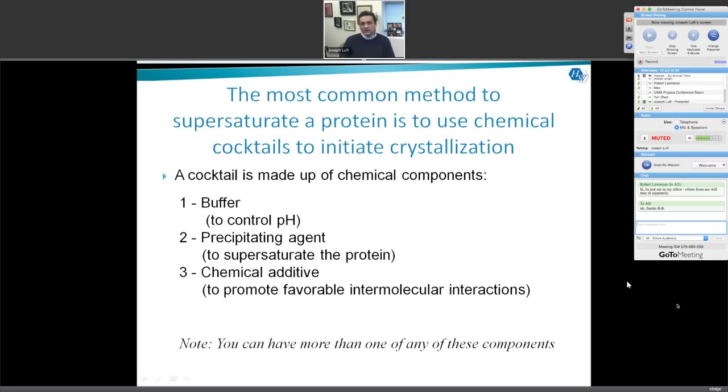And we do that by taking the protein and combining it with a vast number of different chemical solutions. These solutions will typically have at least 3 components. You're going to have a buffer that's going to control the pH of the solution. You're going to have some kind of a precipitating agent, which could be a polymer like PEG, or a salt, such as ammonium sulfate. That's there to help drive the protein to a state of supersaturation and promote protein-protein intermolecular interactions. And then sometimes you can have chemical additives present that will just help. Some of them can act like stabilizers, which will help to stabilize intramolecular interactions to make the protein more rigid for crystallization. Or they can promote intermolecular interactions to actually promote the crystallization process.